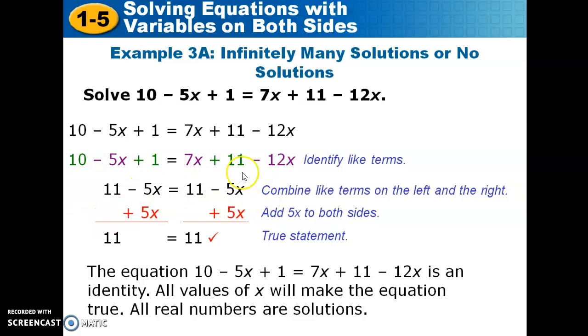Okay, so if you end up with a problem like this and your x's go away, or if your constants go away and you're left with x equals x, don't freak out. If it's the same thing, it's the same thing. It's a true statement, and we have all real numbers. Okay?